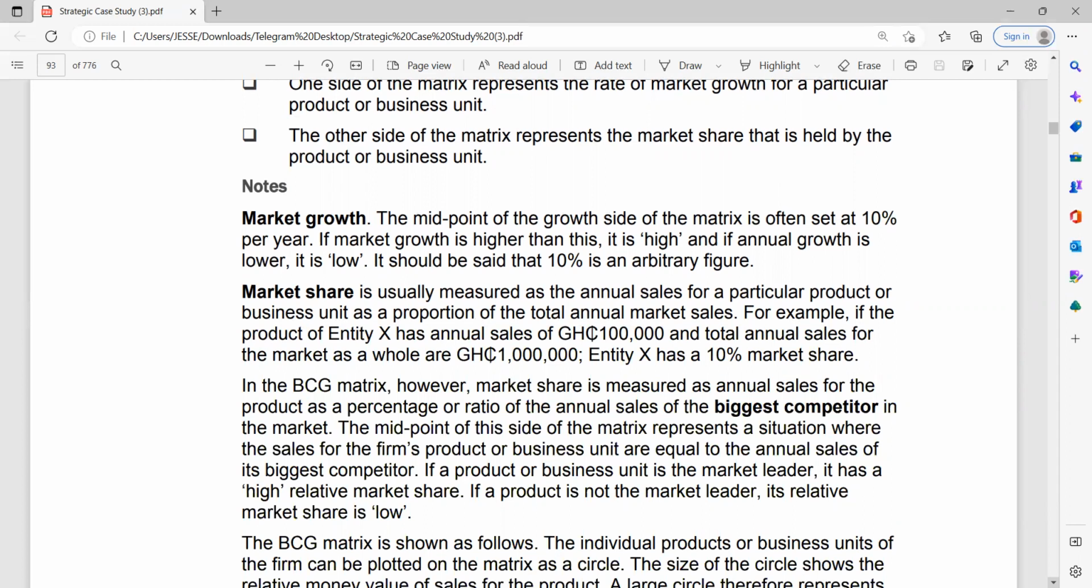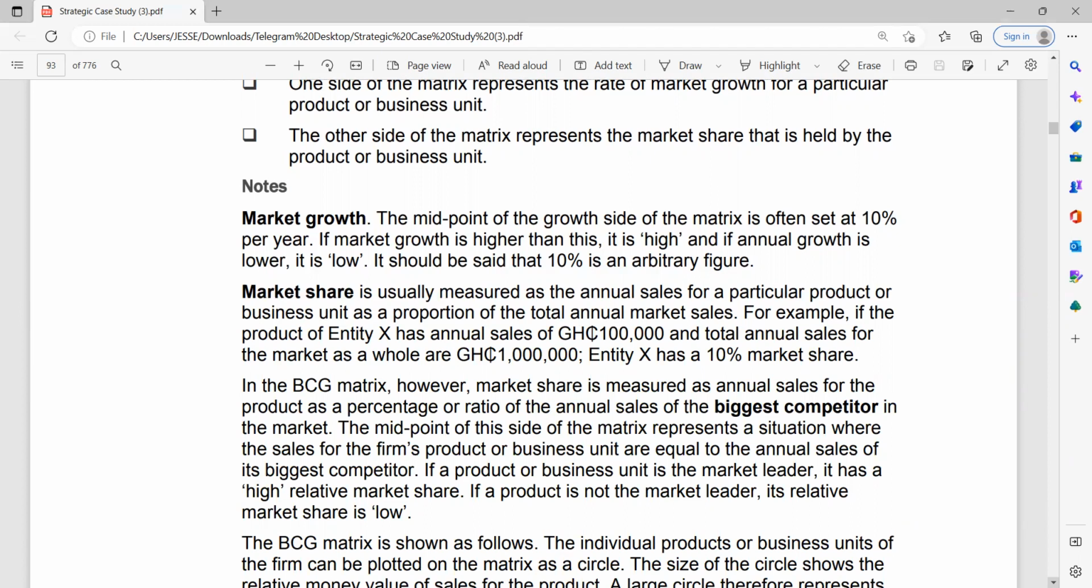The midpoint of the growth side of the matrix is often set at 10% per year. So if a market is growing 10% year on year, that's an average, it's the midpoint. If it does above that, it's high. If it does below that, it's low. 10% is just an arbitrary number, just as a framework, sort of.